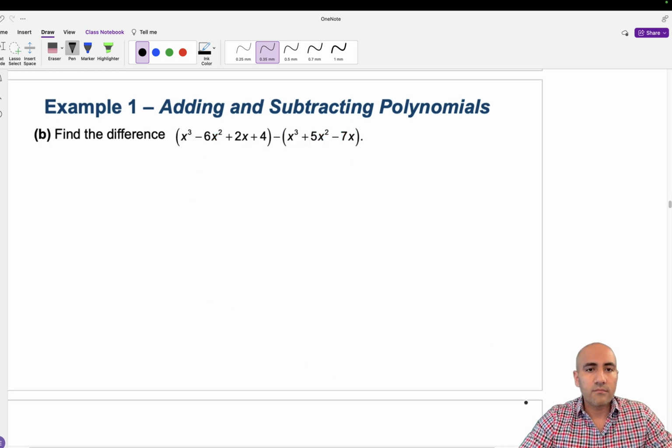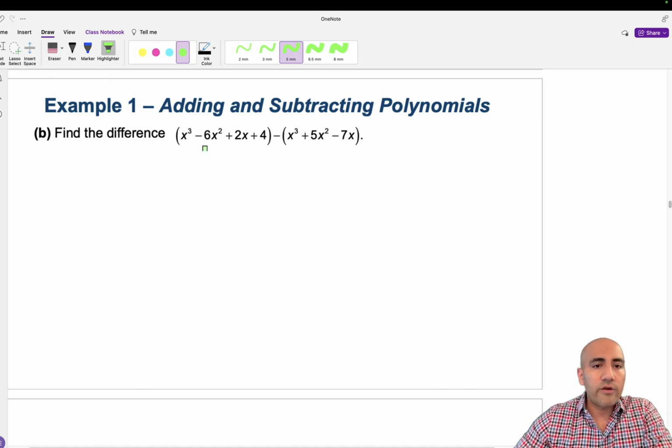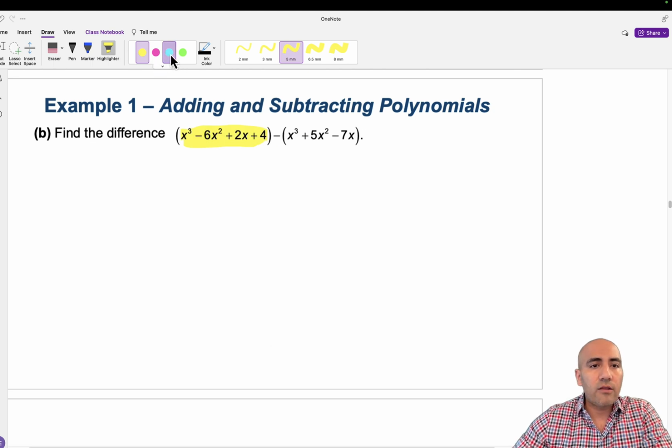Okay, here's another example. Similar to the one before, we have a polynomial here. So here is our first polynomial. It has 4 terms, so it's just a generic polynomial. And here's our second polynomial. It has 3 terms, so in particular we can call it a trinomial, but it's still a polynomial. And in this case, we're subtracting it.